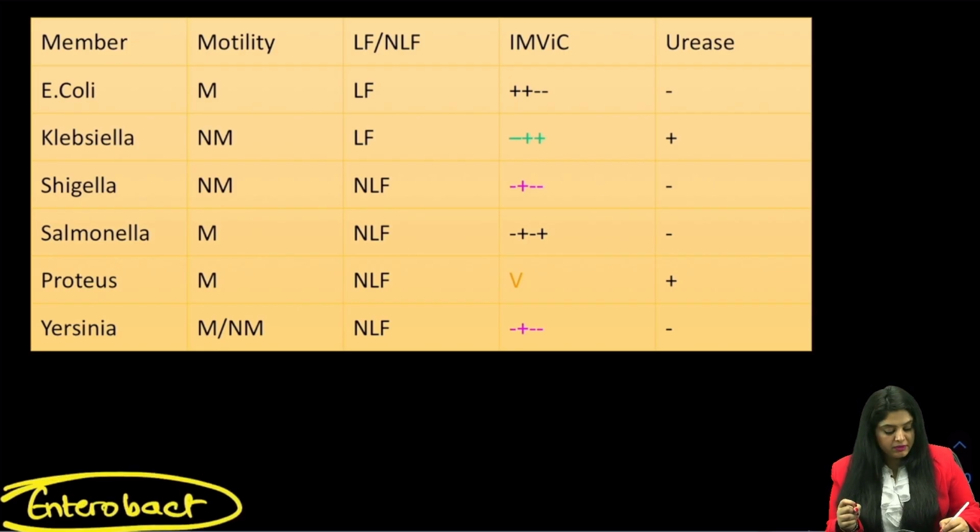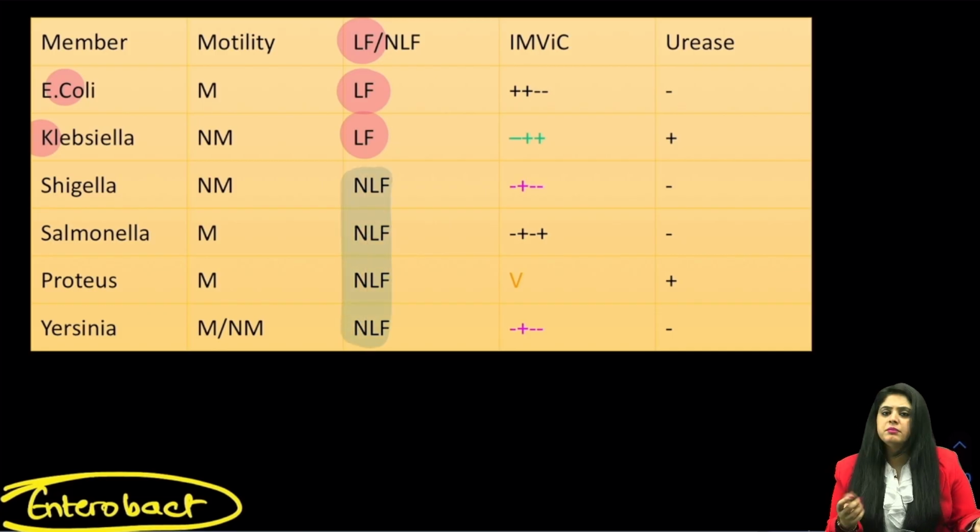First, tell me which of them are lactose fermenters. Do we already know this information? E. coli and Klebsiella, the two Ks, are lactose fermenters. All the rest become non-lactose fermenters. Simple. Salmonella, Shigella, Proteus, etc. Everything non-lactose fermenter. Only 2 lactose fermenters, E. coli and Klebsiella.